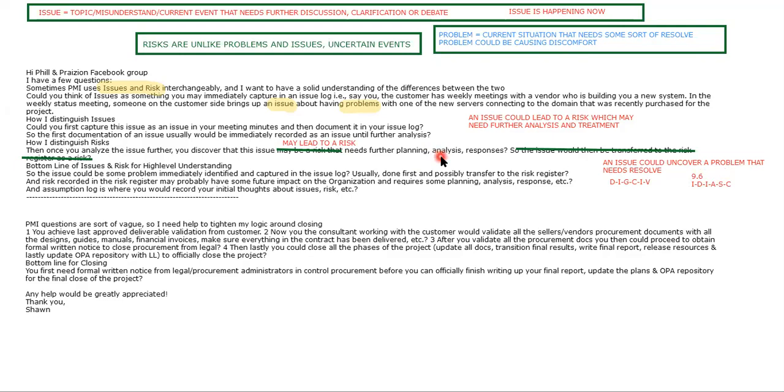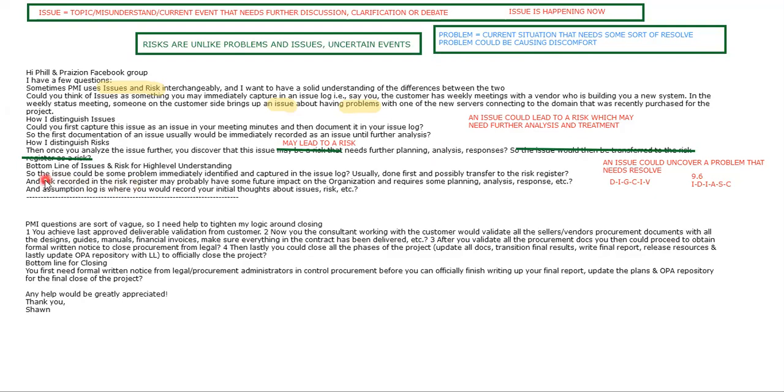An issue is not transferred to a risk register. An issue is not a risk. An issue could lead to a risk. So a certain event, such as a regulation, could lead to an uncertainty on your project, whatever that may look like, the uncertainty of you not meeting the regulation. So the issue is a new regulation. The uncertainty of you not meeting the regulation is a risk.